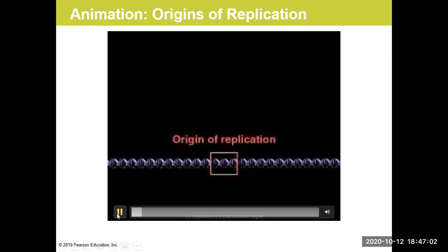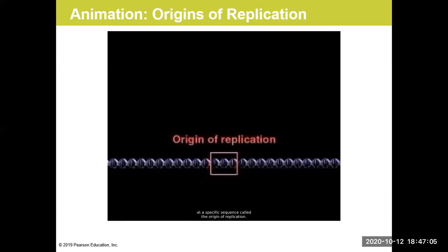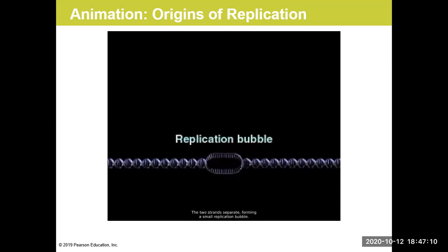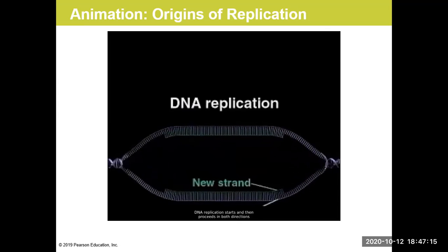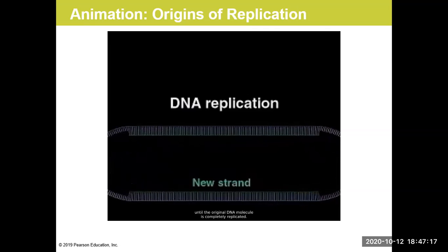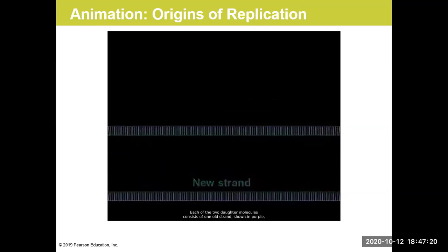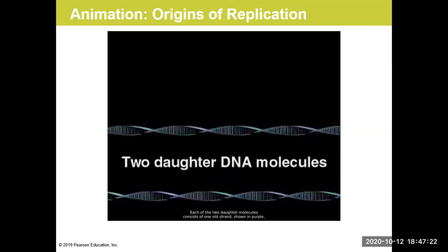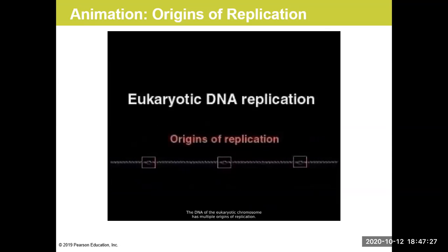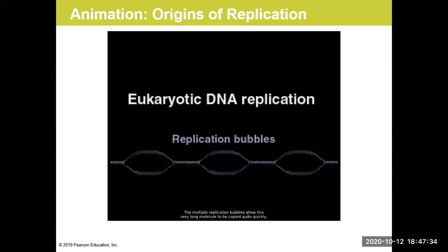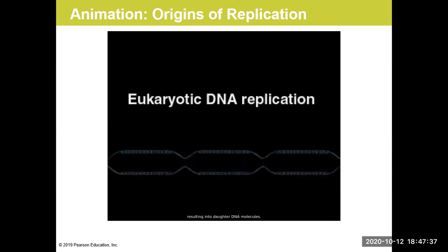Replication of a DNA molecule begins at a specific sequence called an origin of replication. The two strands separate, forming a small replication bubble. DNA replication starts and then proceeds in both directions until the original DNA molecule is completely replicated. Each of the two daughter molecules consists of one old strand, shown in purple, and one new strand, shown in green. The DNA of a eukaryotic chromosome has multiple origins of replication. The multiple replication bubbles allow this very long molecule to be copied quite quickly, resulting in 2 daughter DNA molecules.